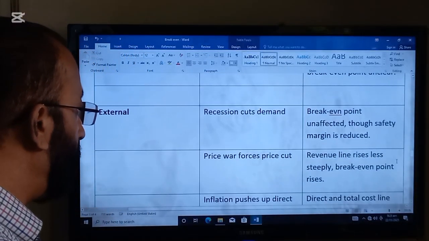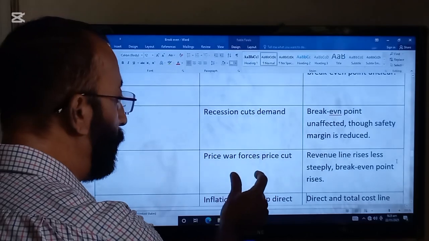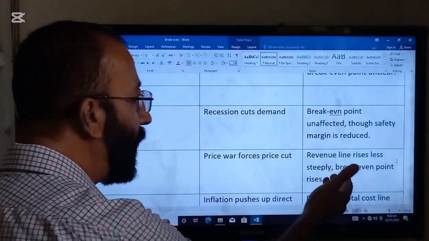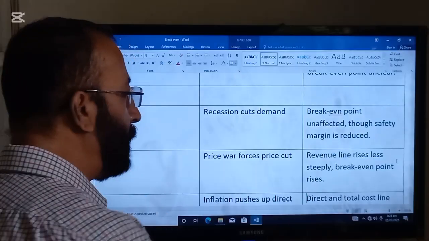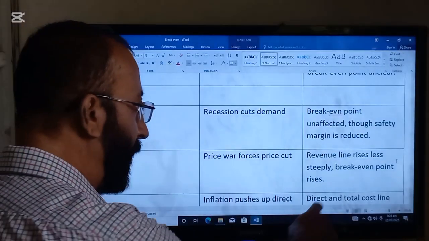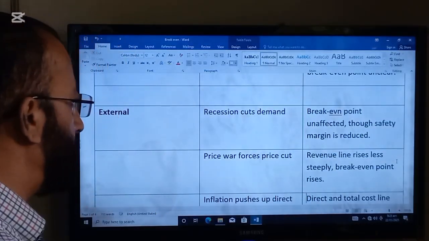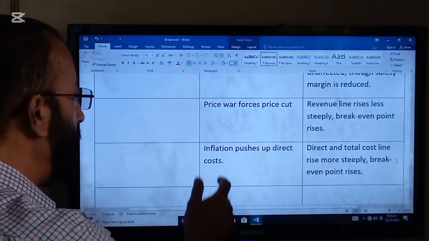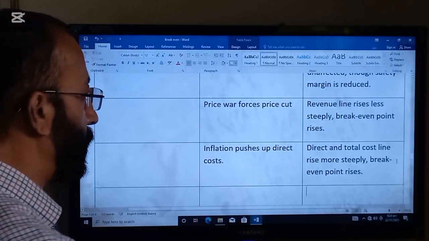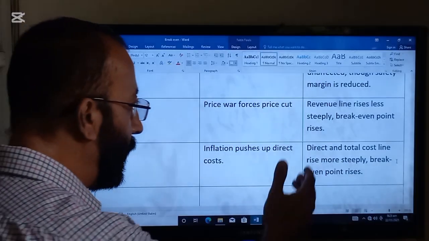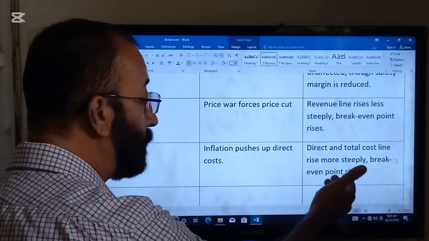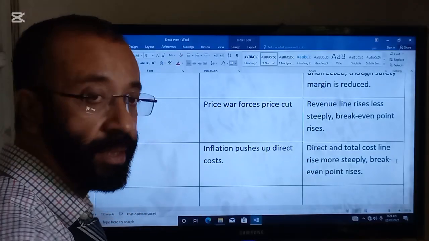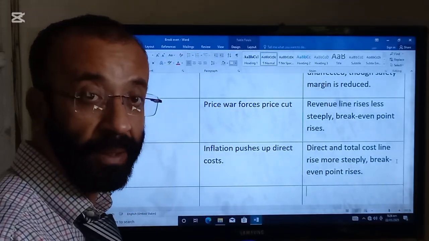Next external factor is price war forces price cut. Revenue line rises less steeply. Break-even point rises. Next external factor is inflation pushes up direct cost. Direct and total cost lines rise more steeply. Break-even point rises. This is a very important table.